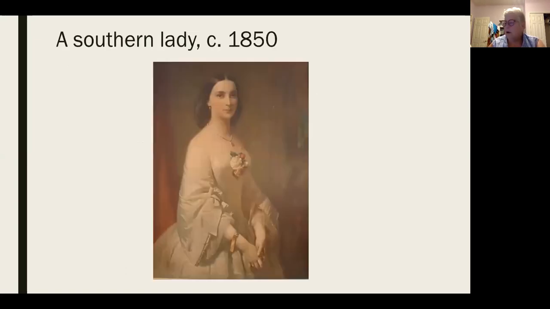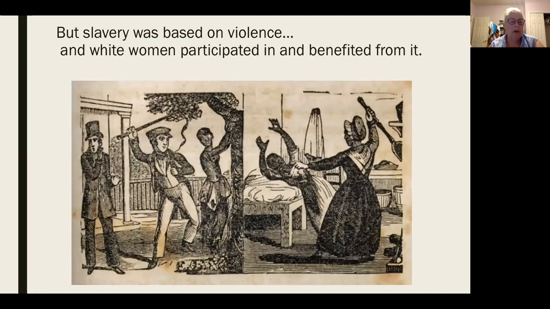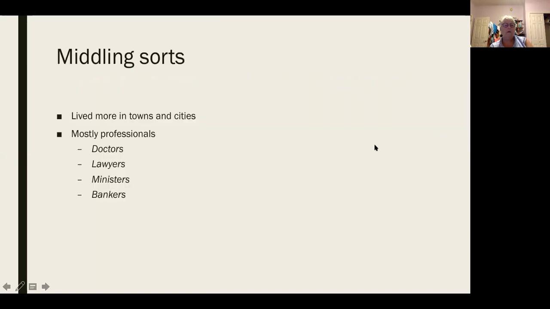So here we have the kind of quintessential image that we have of a Southern lady. You notice she's richly dressed and has interesting jewelry on, and is clearly not expected to do anything useful in that outfit. And this was a painting from 1850.